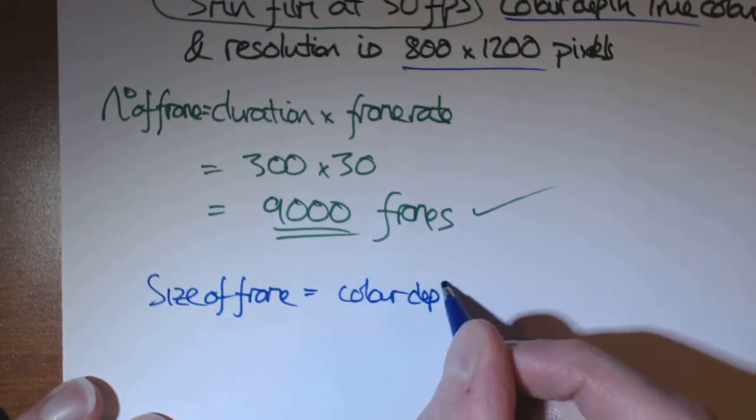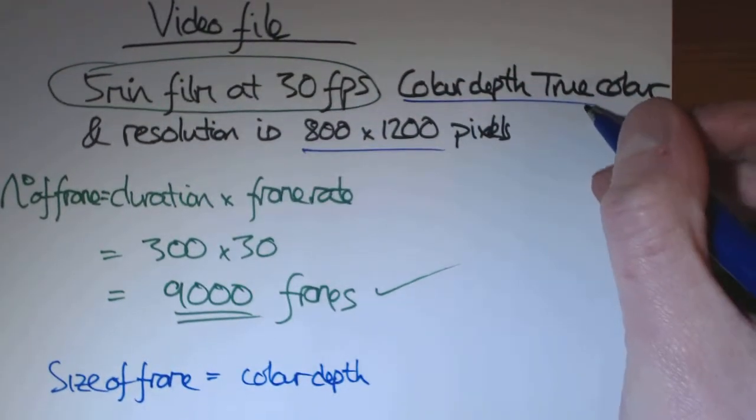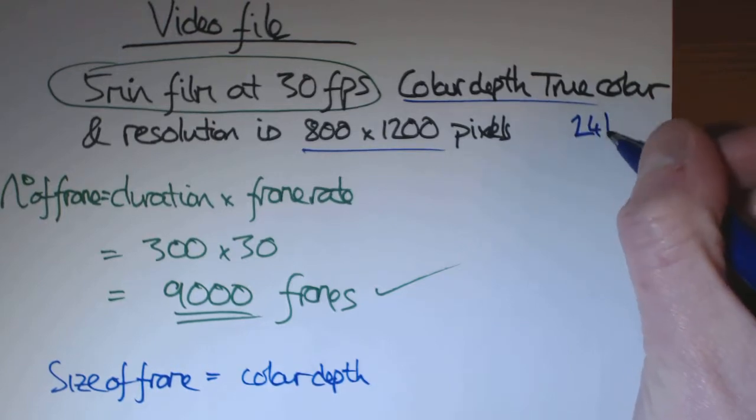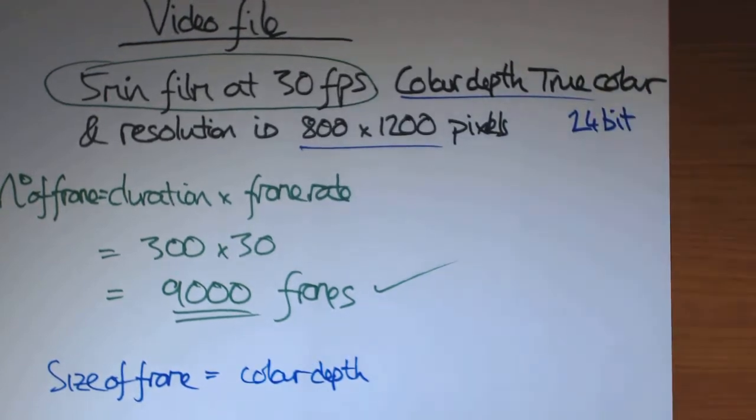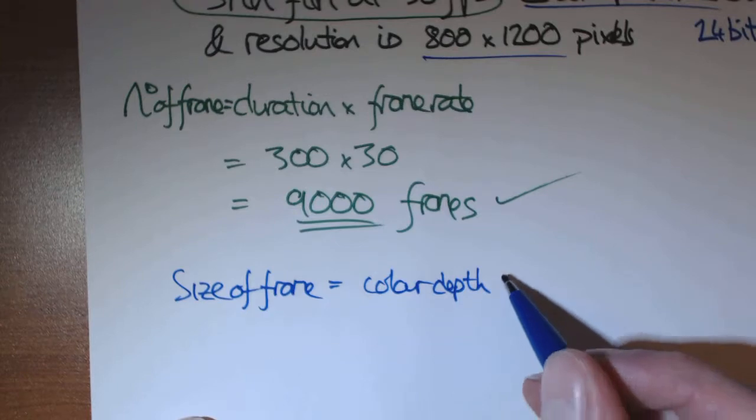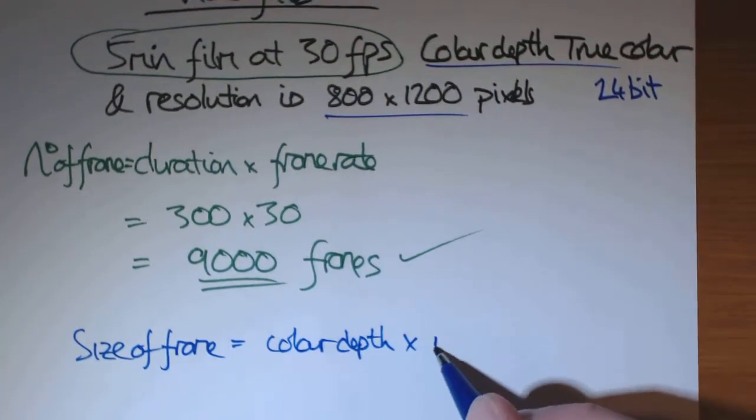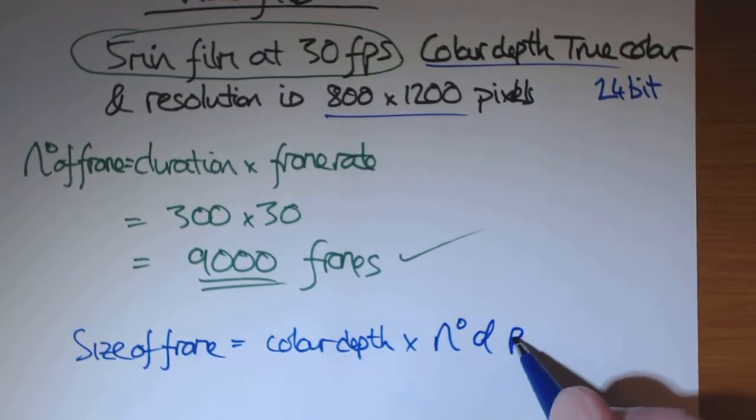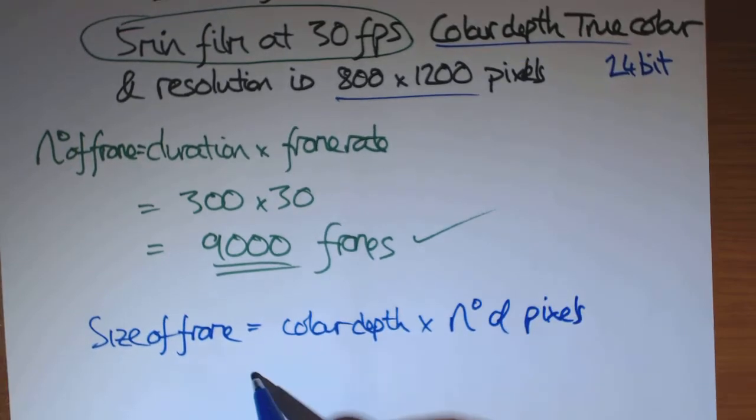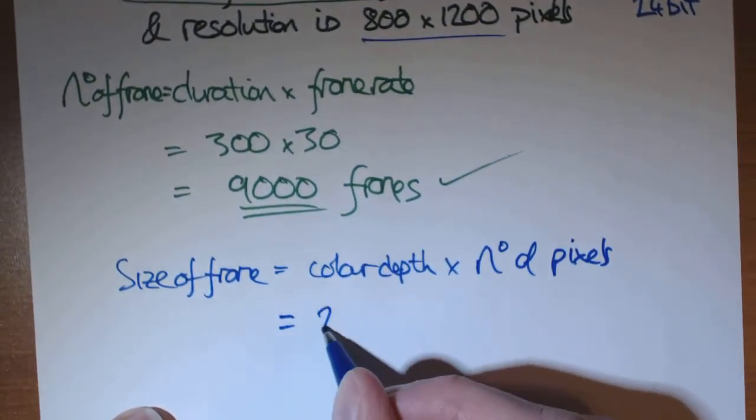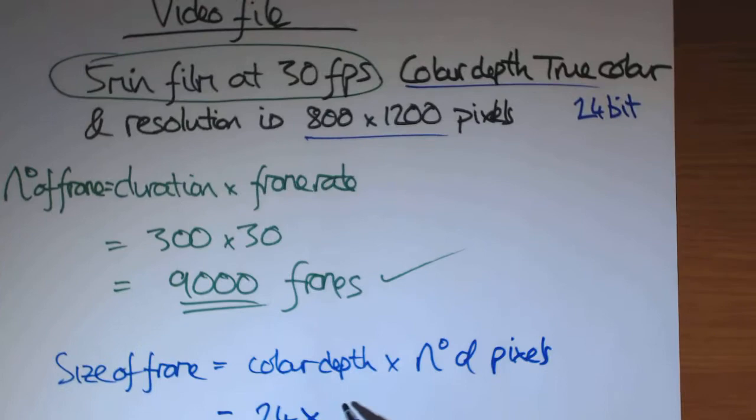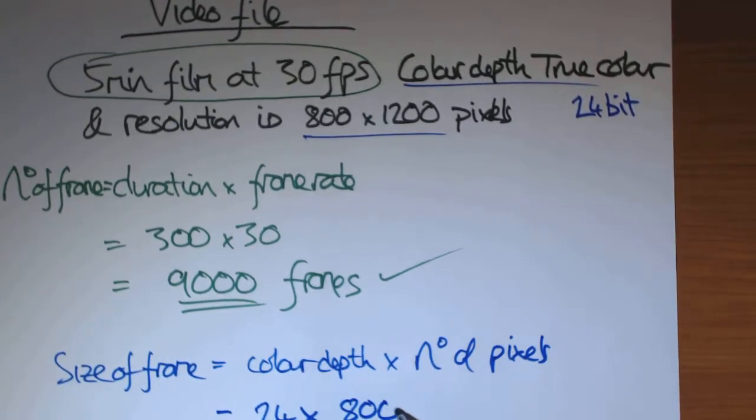Now you should know when you see the words true colour, that's 24 bits. So each pixel requires 24 bits. So colour depth times number of pixels. So what we've got is 24 times 800 by 1200.